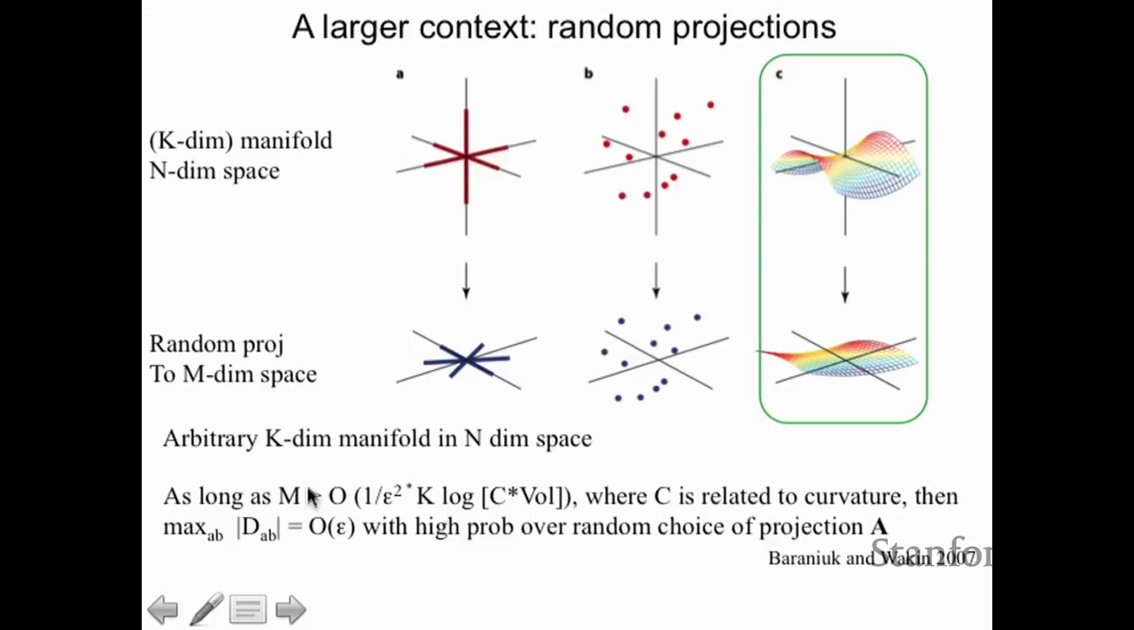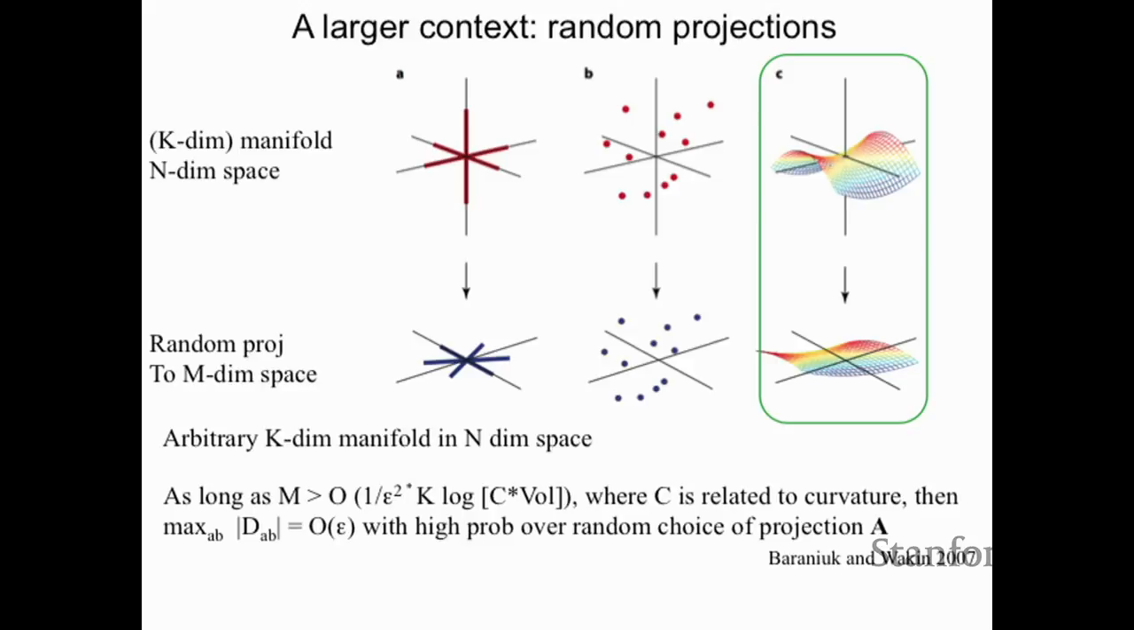I'm going to use neuroscience language here, okay? As long as the number of recorded neurons m, or the dimensionality of the subspace, is bigger than, up to an order of magnitude, 1 over epsilon squared times k, the intrinsic dimensionality of this manifold, times the logarithm of the curvature times the volume of the manifold, okay? Then the worst case distortion is indeed order epsilon with very, very high probability over the random choice of projection, okay?